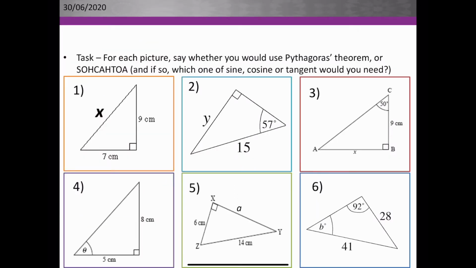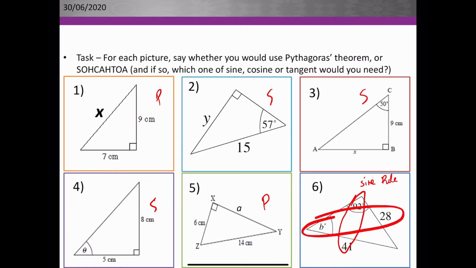For each of these questions, we'll use Pythagoras or SOHCAHTOA. So pause it and just put an S or a P. The first one is Pythagoras, because of one length. Then SOHCAHTOA, SOHCAHTOA again, SOHCAHTOA, Pythagoras, and the last one here is sine rule. Why can I not use SOHCAHTOA? Well, I've not got a 90-degree angle. This is 92. So I need to make sure that I use the sine rule.